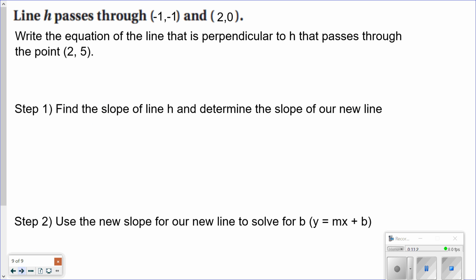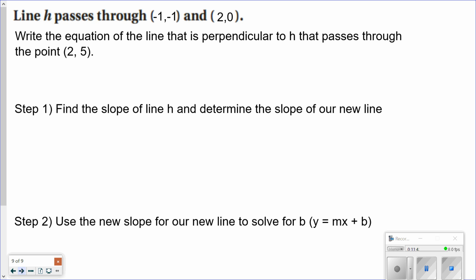Here's our last problem. Line H passes through the points (-1, -1) and (2, 0). We want to write an equation of a line that is perpendicular to H and that passes through the point (2, 5). This is our challenge problem. A lot going on here. So we have line H.